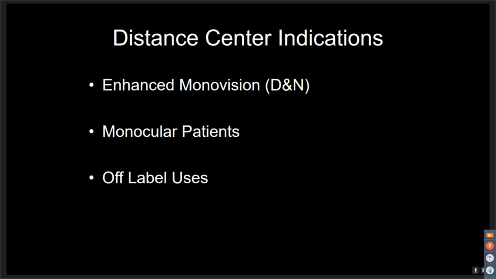And if you think about it, the enhanced monovision, what I'm going to do is I'm going to take, let's say, their right eye, and a lot of times what I'll do is I'll do a center near, surrounded by a distance. And the majority of the lens is going to be for distance in that, let's say, right eye dominant eye. The left eye, I'll flip the design so it's distance in the center surrounded by near.